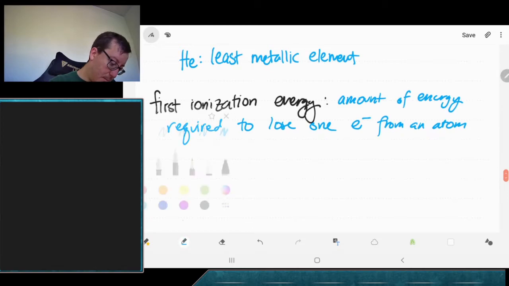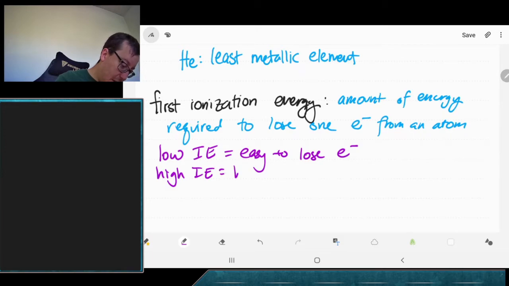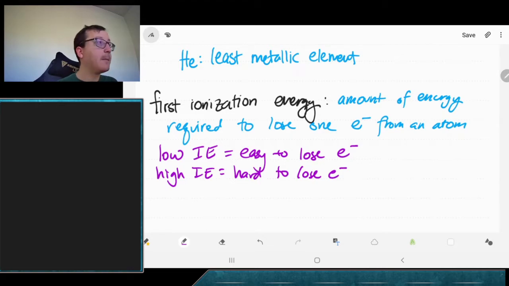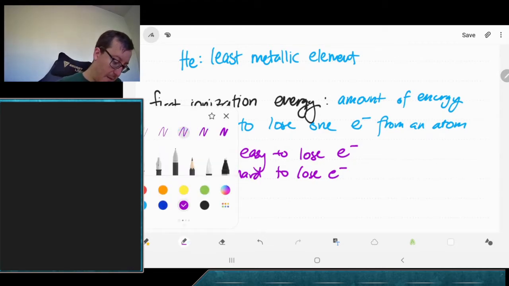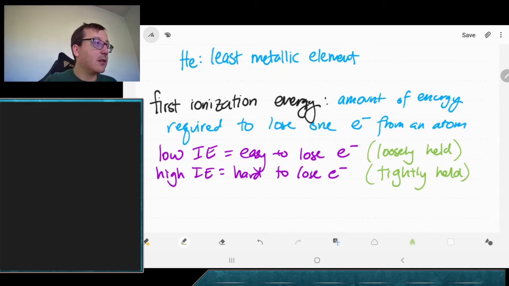And we're going to see that a low ionization energy means that it's easy to lose the electron, and a high ionization energy means it's hard to lose electrons. We could also say that this means that these electrons are kind of loosely held, and these electrons are tightly held. I'll give you a second to write that down.